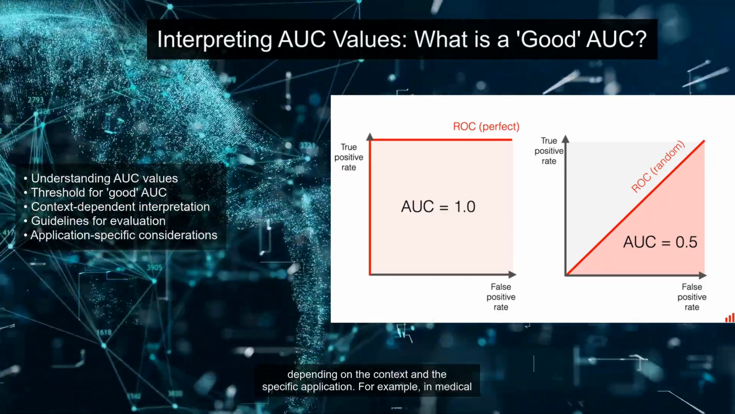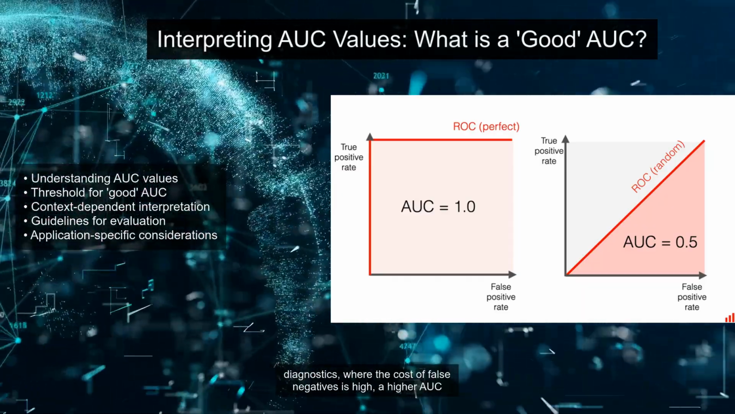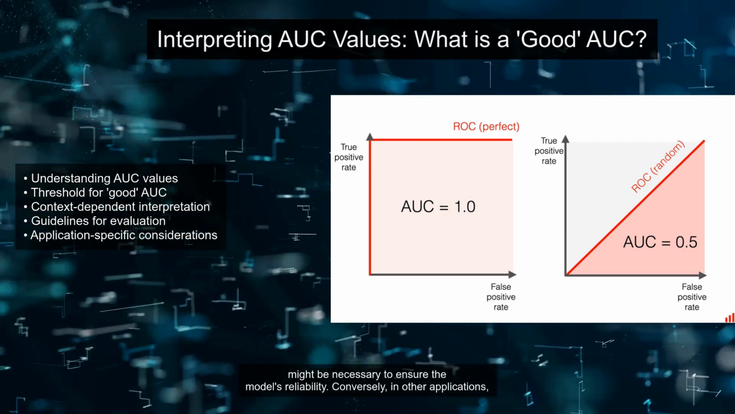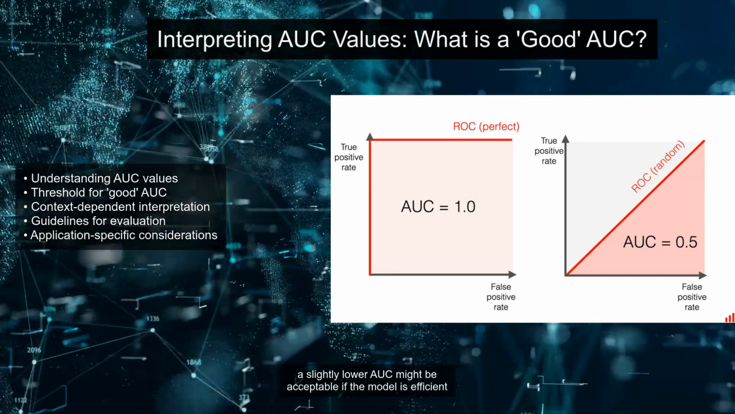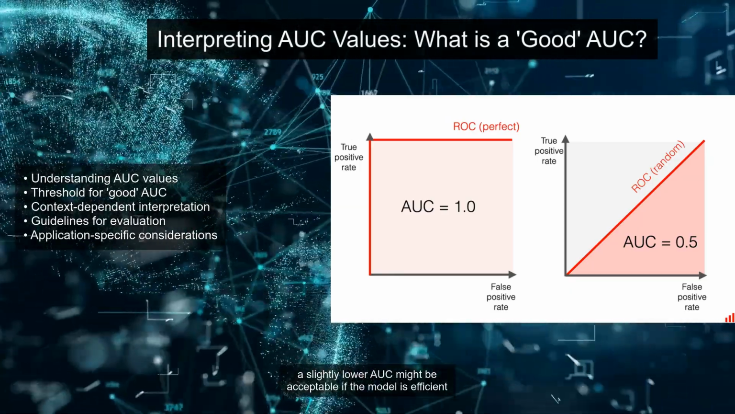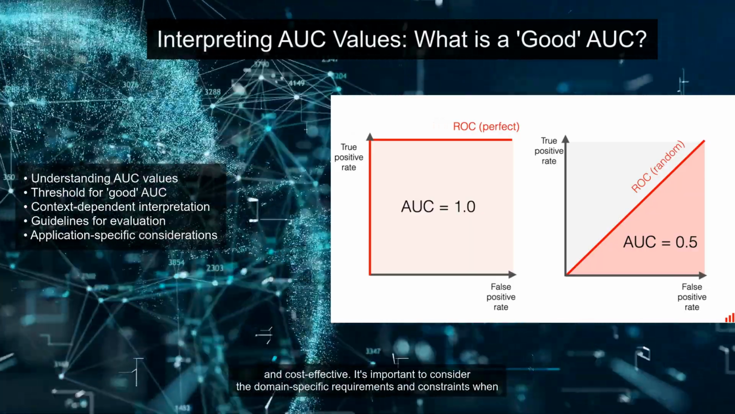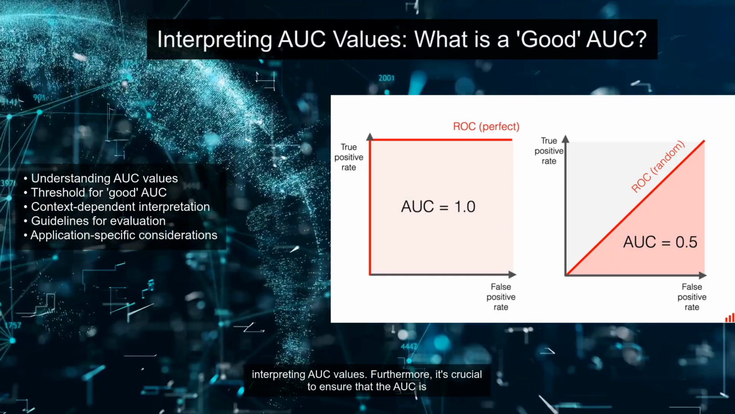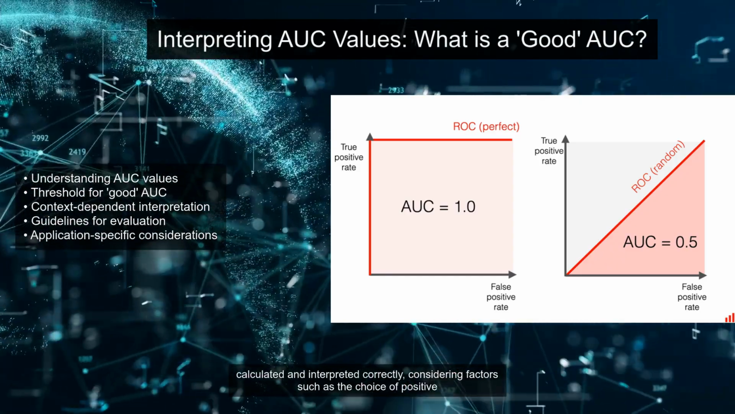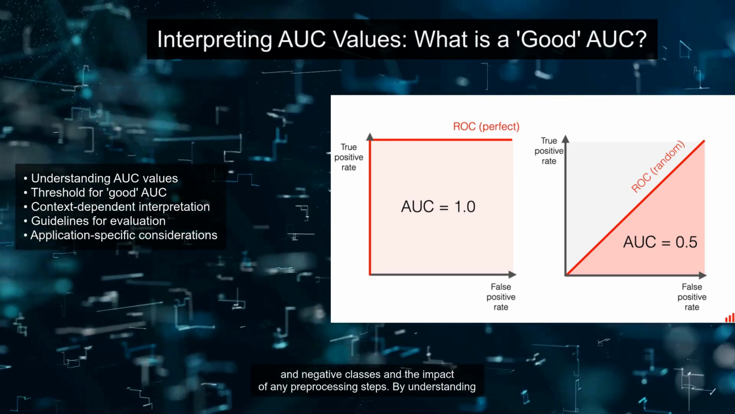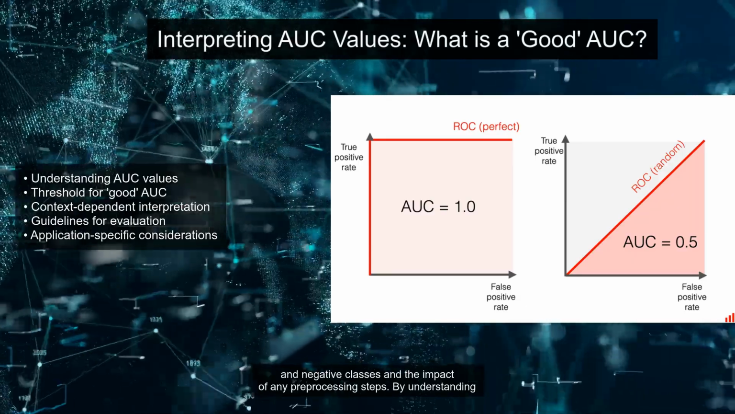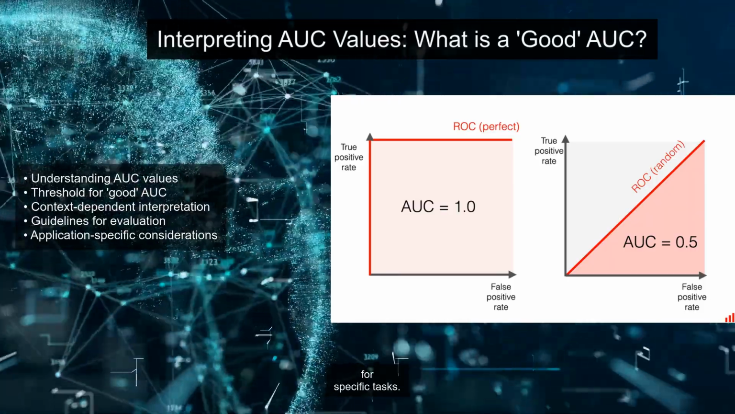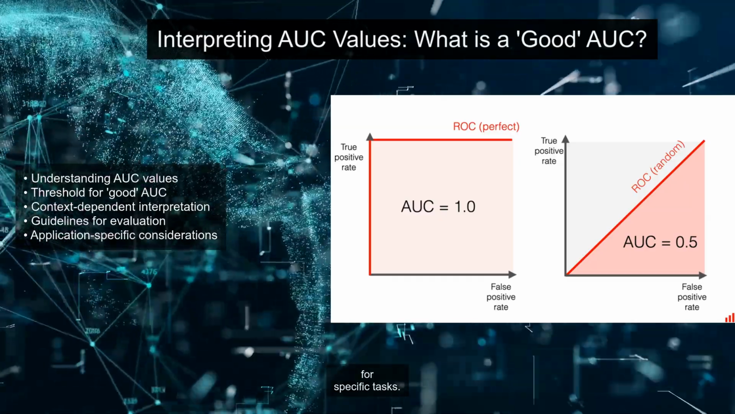However, what constitutes a good AUC can vary depending on the context and the specific application. For example, in medical diagnostics, where the cost of false negatives is high, a higher AUC might be necessary to ensure the model's reliability. Conversely, in other applications, a slightly lower AUC might be acceptable if the model is efficient and cost-effective. It's important to consider the domain-specific requirements and constraints when interpreting AUC values. Furthermore, it's crucial to ensure that the AUC is calculated and interpreted correctly, considering factors such as the choice of positive and negative classes and the impact of any pre-processing steps. By understanding these nuances, practitioners can make informed judgments about model performance and suitability for specific tasks.